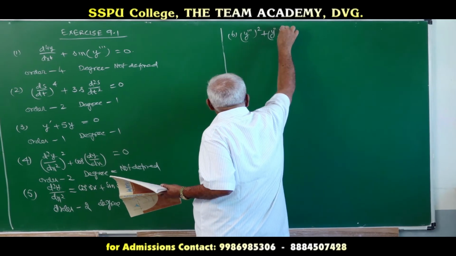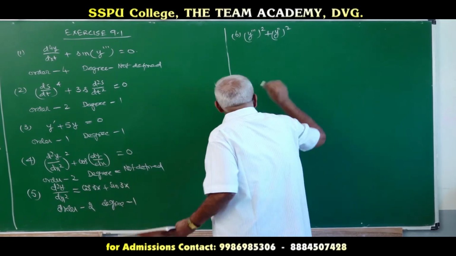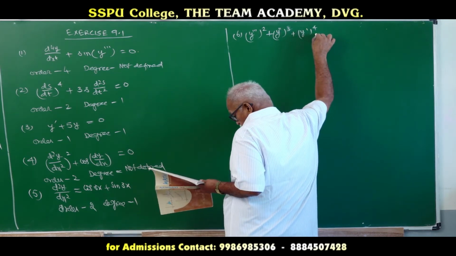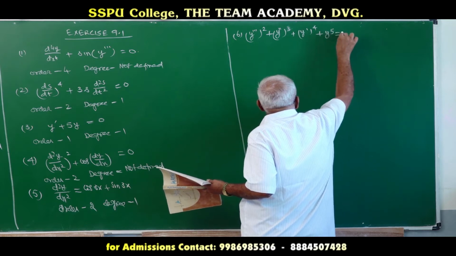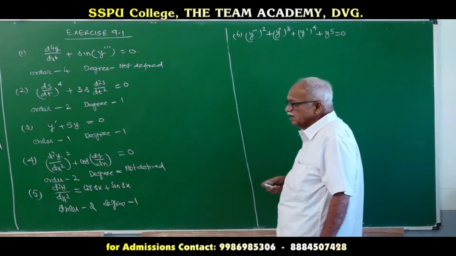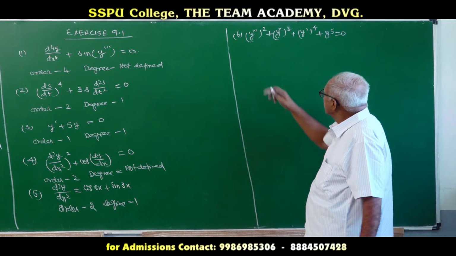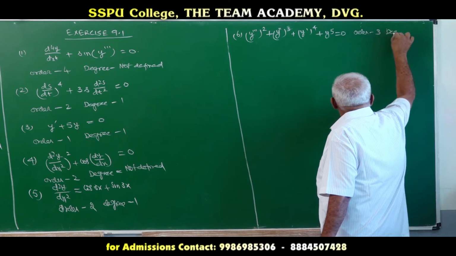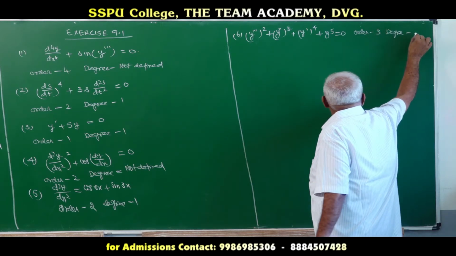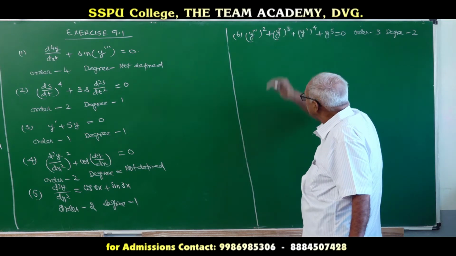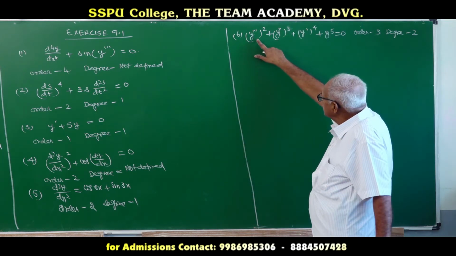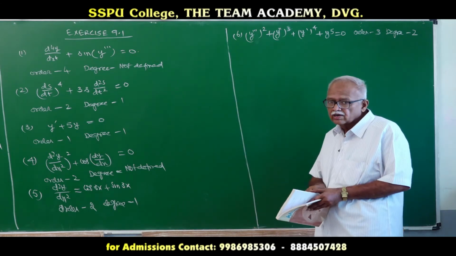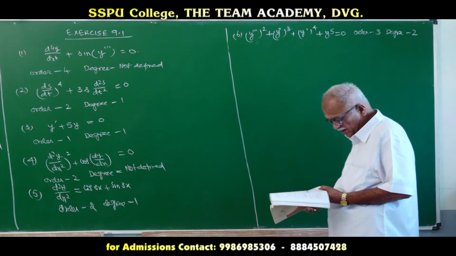(y3 dash) whole square, (y2 dash) whole cube, (y dash) whole power 4 plus y power 5 is equal to 0. What will be the order for this differential equation? The highest order is third order. The degree is the power of the highest order derivative, which is 2. It is not 5, 4 or 3. The degree is only the power of the highest order derivative; that we have to take for degree.